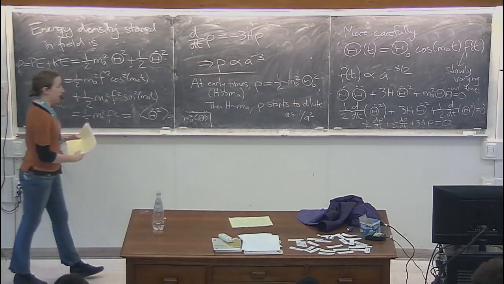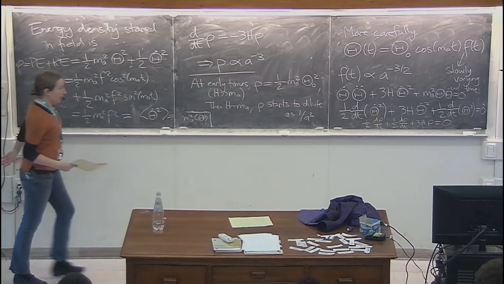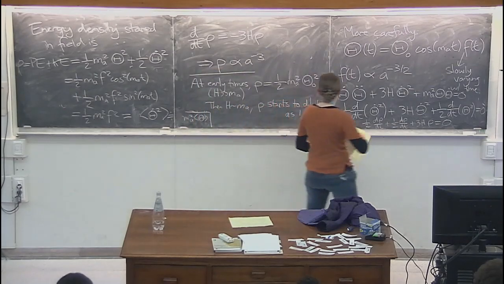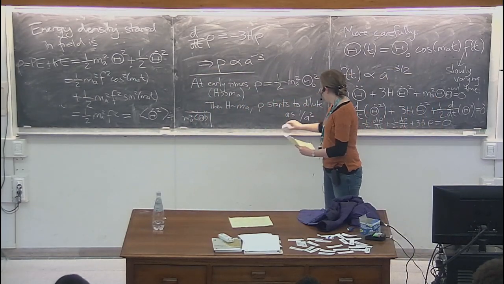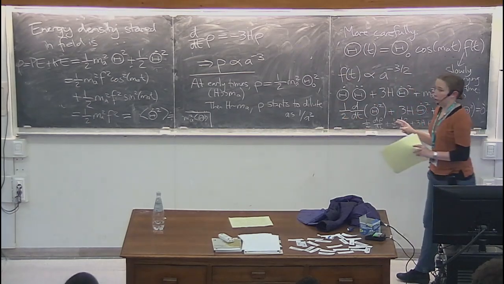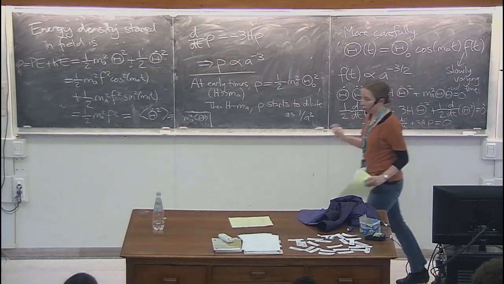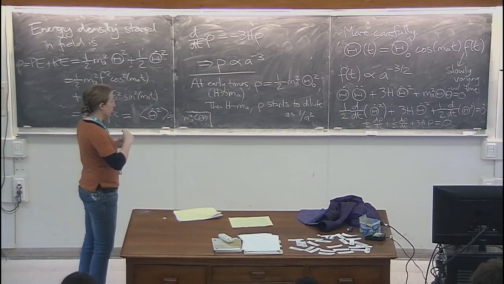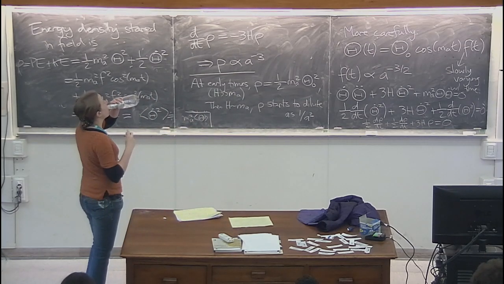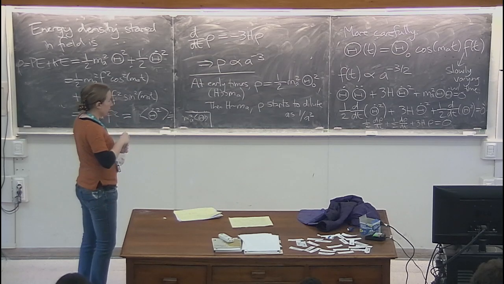So, that's the simple version of this story. The more complicated version is the present day axion abundance. To do this more carefully, again, you do a numerical evolution of this equation. You take into account carefully how the actual mass of the axion evolved.